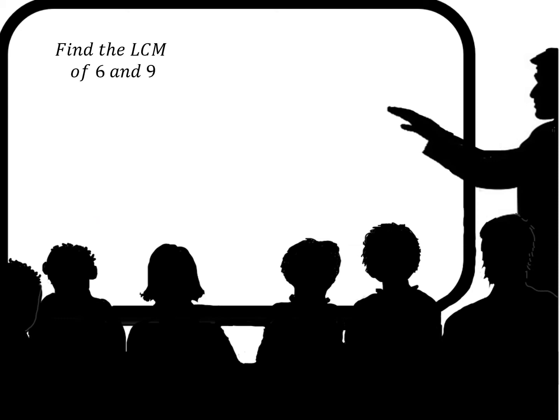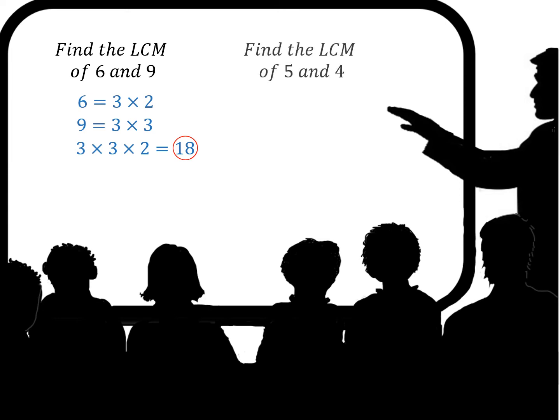So here's a question. Find the LCM, or the least common multiple, of 6 and 9. We have to do those prime factors. The prime factors of 6 are 3 and 2, and the prime factors of 9 are 3 and 3. So there are two threes, and the highest number of 2's, of course, is 1. So we have 3 times 3 times 2, and we get 18.